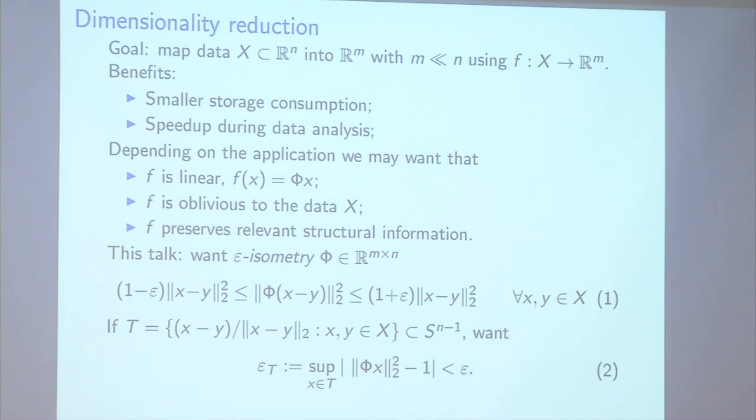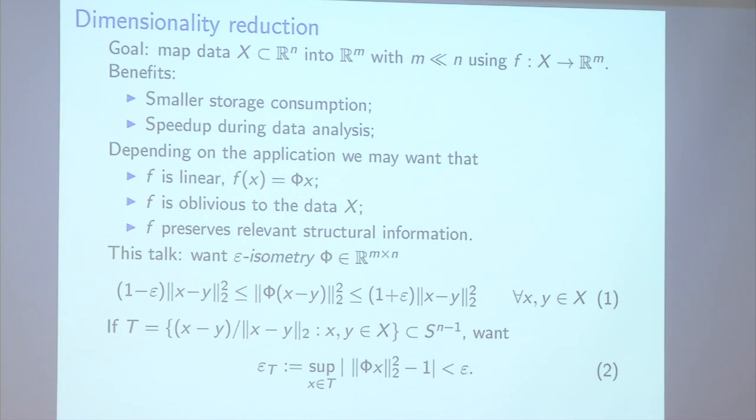And the way I will phrase this result is in a little bit of different manner. So X will be my original data set. And I will form a set T, which consists of all the normalized differences between these vectors. And then requiring this, so this epsilon isometry property, is the same as requiring that this constant, epsilon_T, is smaller than epsilon. Okay, and it's a very, very short computation to show that this epsilon_T is actually the smallest epsilon that you can pick in these inequalities. Okay?